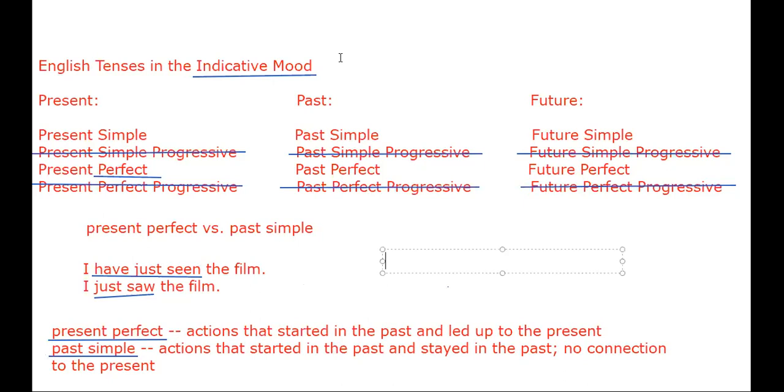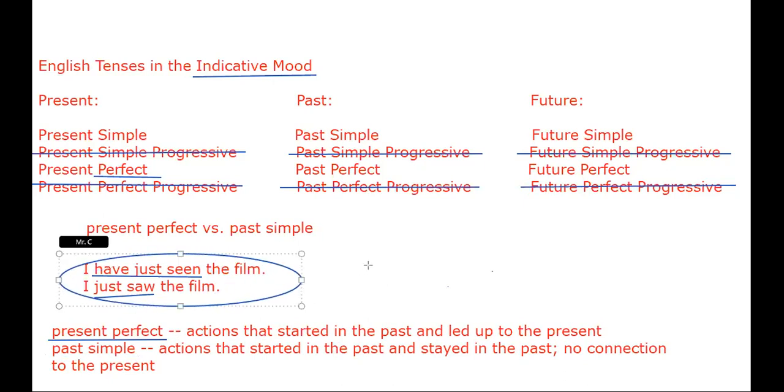Now, again, going back to this, here we have two valid examples. The only difference is that the time frame changes. The first one says, I started watching the film in the past and I just finished now, in the present. Whereas the second one just says, I saw the film in the past, but it has no connection to the present. Like, I just watched it entirely in the past. So this is why, for a context like this, only one makes sense.